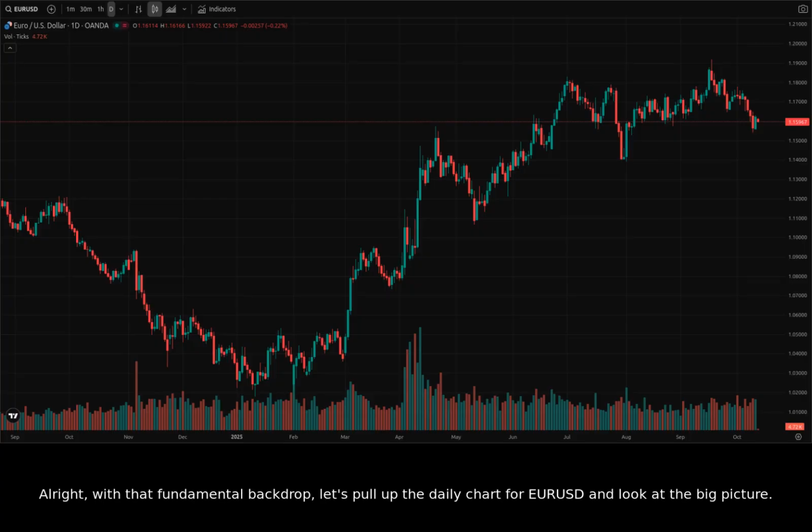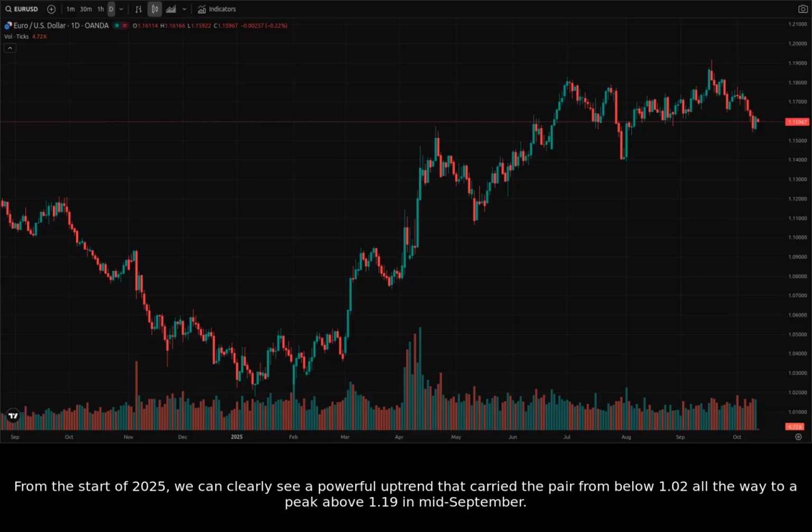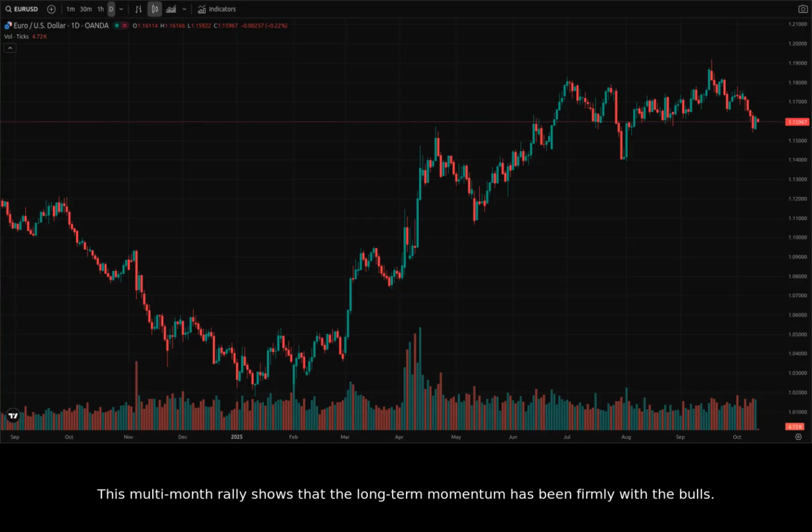Alright, with that fundamental backdrop, let's pull up the daily chart for EURUSD and look at the big picture. From the start of 2025, we can clearly see a powerful uptrend that carried the pair from below 1.02 all the way to a peak above 1.19 in mid-September. This multi-month rally shows that the long-term momentum has been firmly with the bulls.